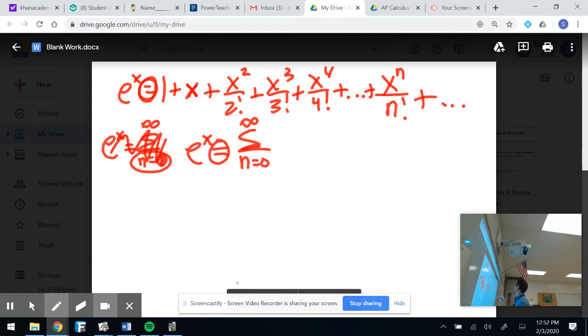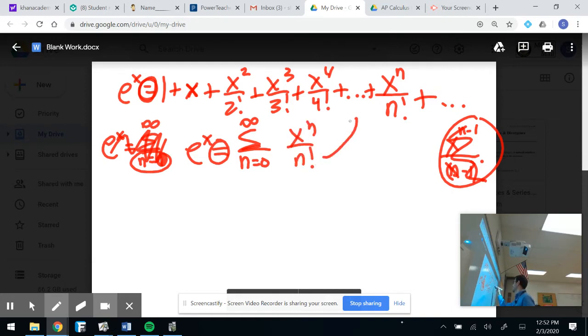Some of you may ask, could I have done x to the n minus 1 over n minus 1 factorial and started at n equals 1? You're 100% accurate. But a lot of these start at n equals 0 and go to infinity. This would work also; it's not a matter of right or wrong. As long as I go x to the n over n factorial, it means the exact same thing. I can have the equal sign because I am going forever and ever.